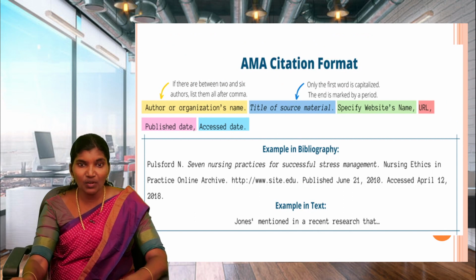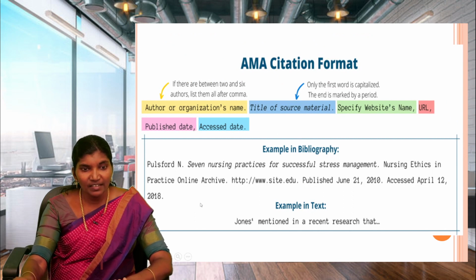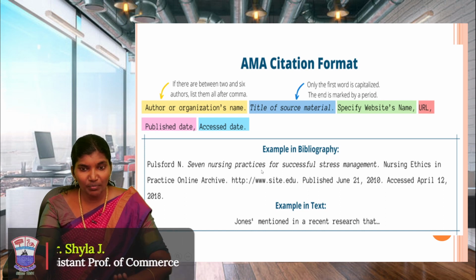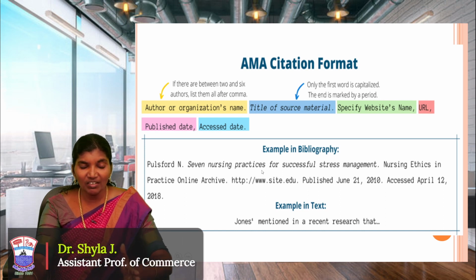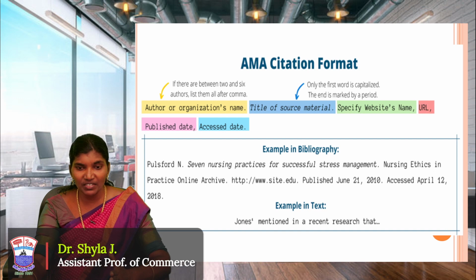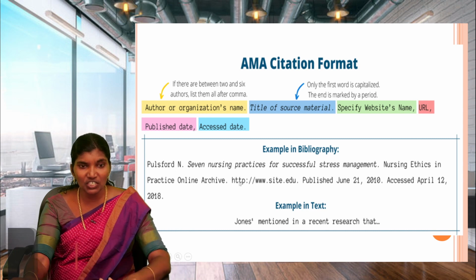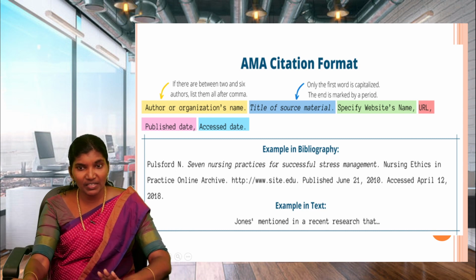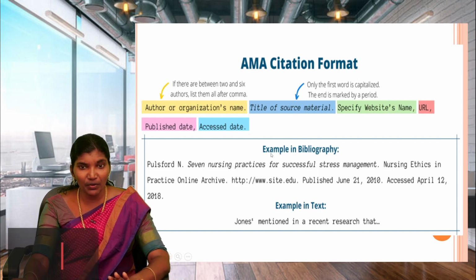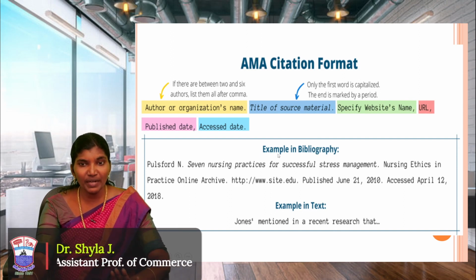This is the example of the AMA citation format. In the bibliography, the author name is mentioned first, then the title of the paper, and the publisher with the URL link, after that the year of publication and the page numbers. For example, in the text citation you can include the author's name, and the details of the reference we can include at the end of your research paper. So you can go through this format if your research area is related to the medical field.